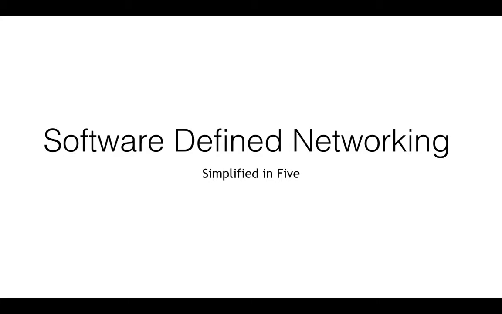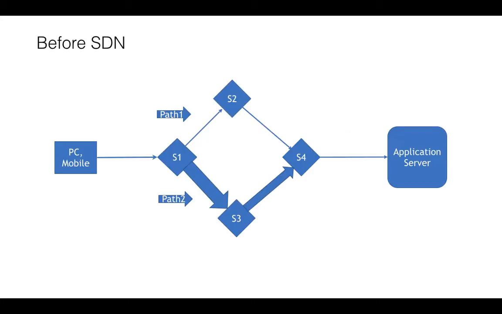Today we are going to talk about software defined networking. So let's first see how things were before SDN came into picture. Consider this as a simple portion in a big network where you are using an application through a PC or mobile, and it has, let's say, four switches: S1, S2, S3 and S4.